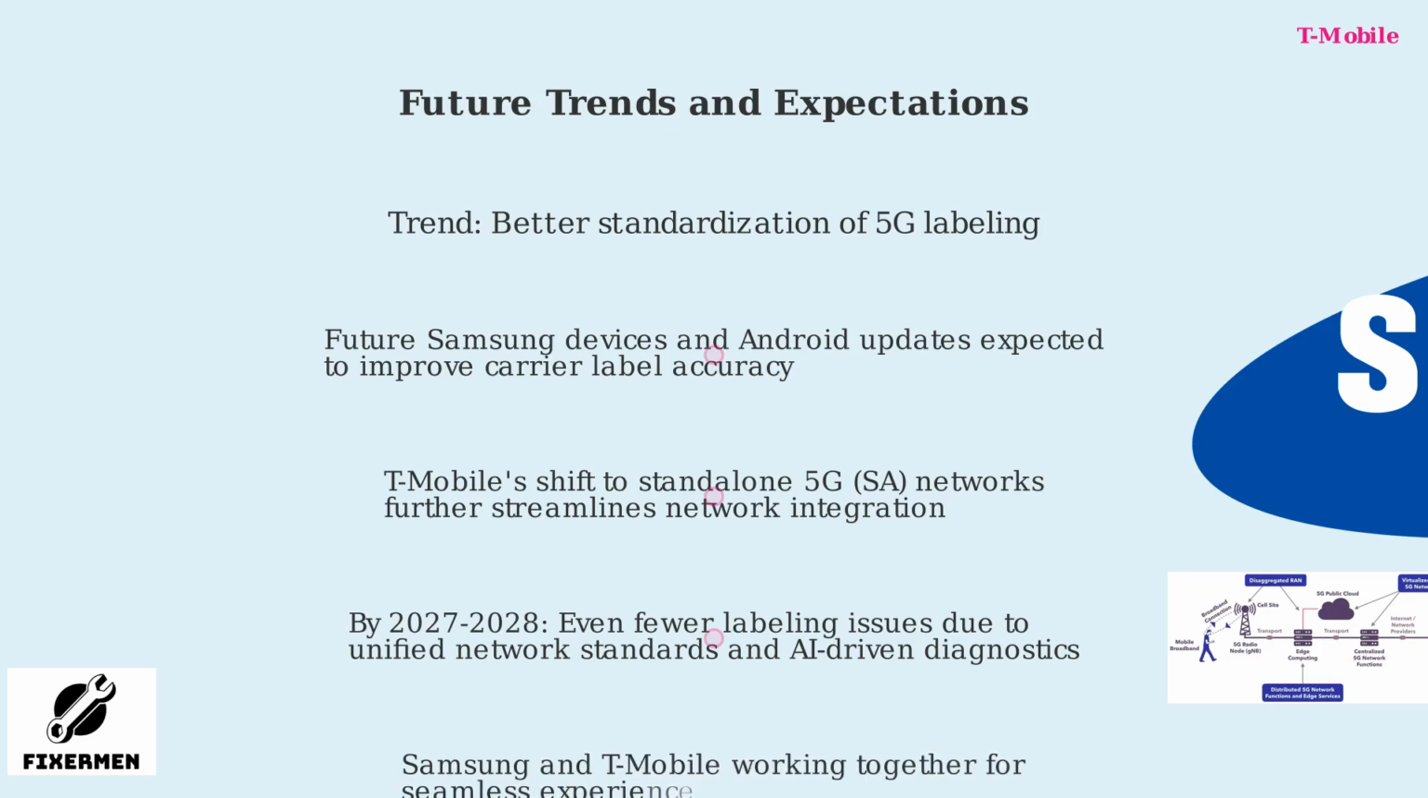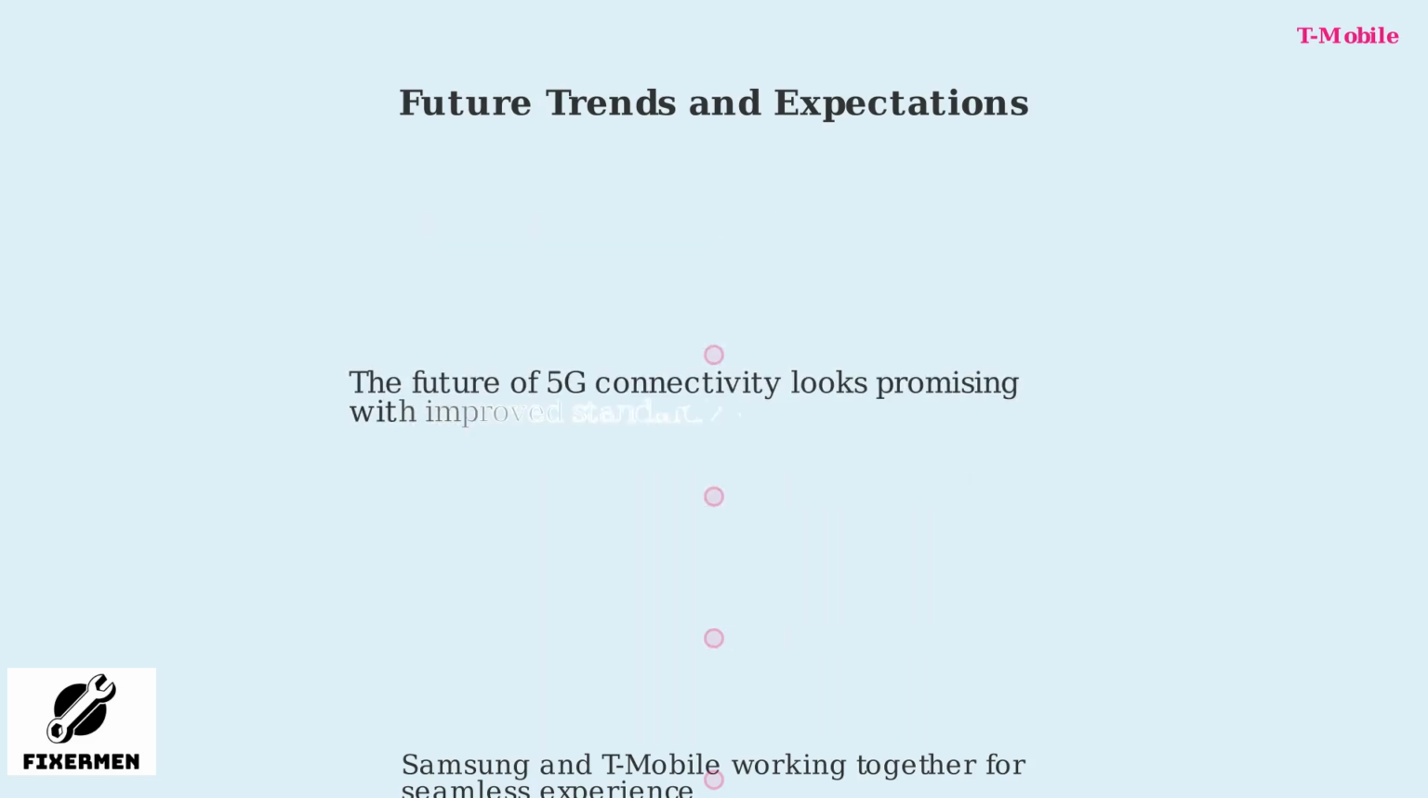Finally, Samsung and T-Mobile are collaborating closely to ensure users have a seamless and reliable 5G experience without these labeling concerns. In summary, the future of 5G connectivity looks promising, with ongoing improvements in standardization, device compatibility, and carrier partnerships that will make these labeling issues a thing of the past.